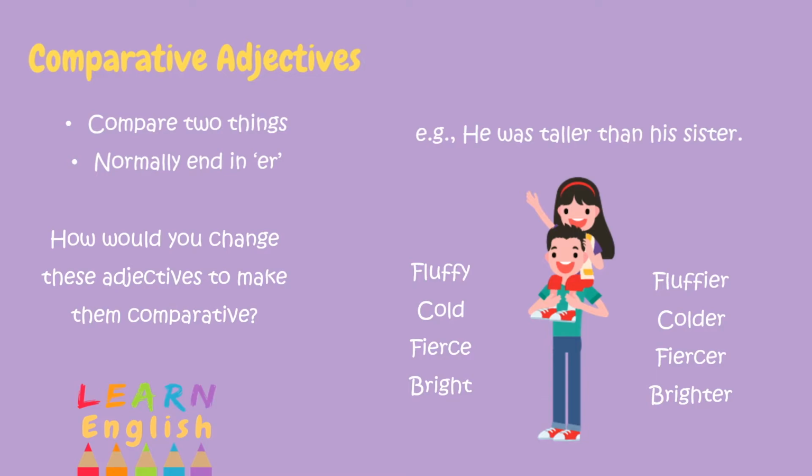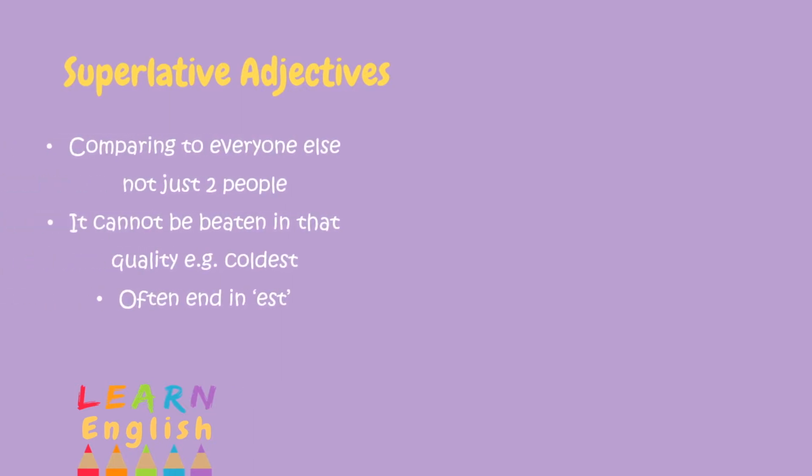Hopefully, you got these answers. In each example, the comparative adjective is comparing two things and ends in ER. Superlative adjectives are the other kind of adjective we will learn about today. Whilst comparative adjectives compare two things, superlative adjectives compare to everything else and say that whatever is being described cannot be beaten in its quality.